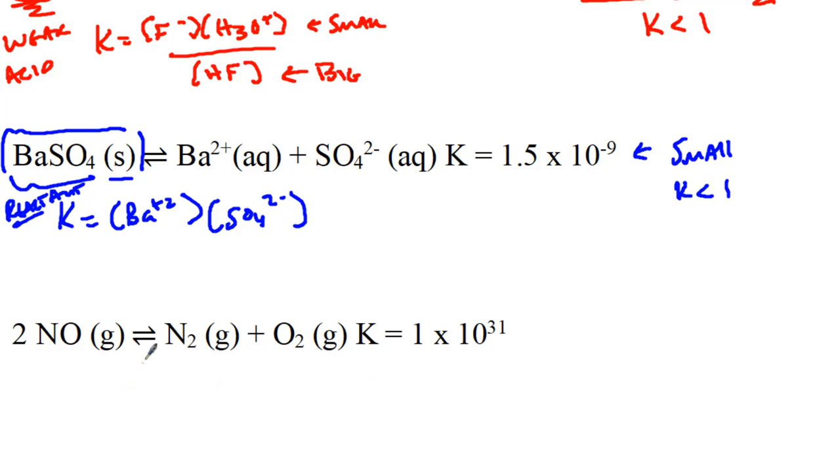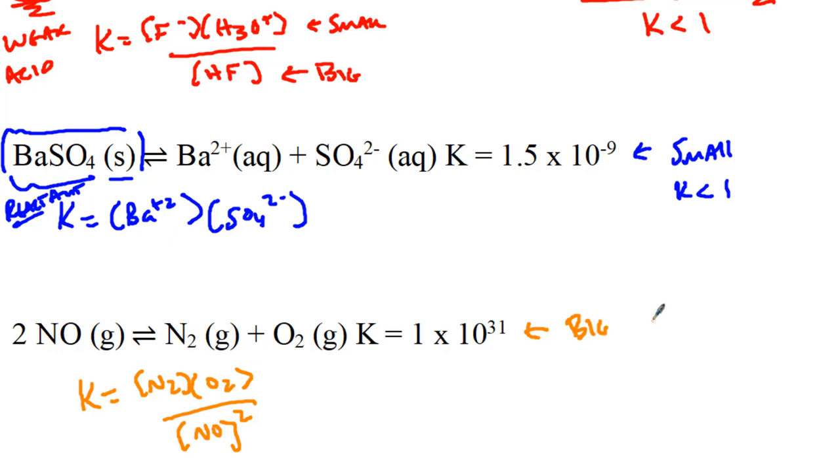Now let's take a look at this next one. This K is going to be equal to the nitrogen gas times the oxygen gas over the NO squared. Look at this K. It's 1 times 10 to the 31st. That's a 1 followed by 31 zeros. It's really big. That K is much greater than 1, isn't it? So the products are going to be big and the reactants are going to be small, which means this reaction went to the right, so the products are favored. This reaction will almost go to completion.